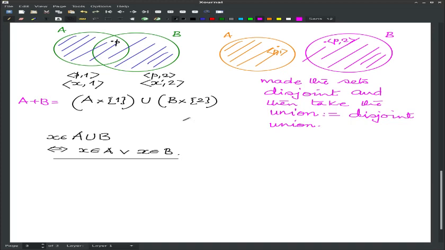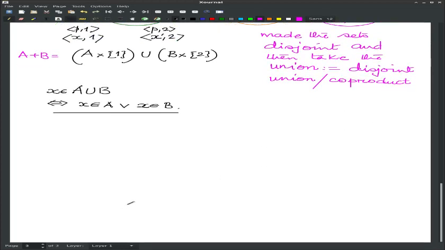And then take the union. That's the disjoint union. And it is called the coproduct. Another name for this is also coproduct. And why is it called the coproduct? The reason is this. I started with this A, and here is this disjoint sum.